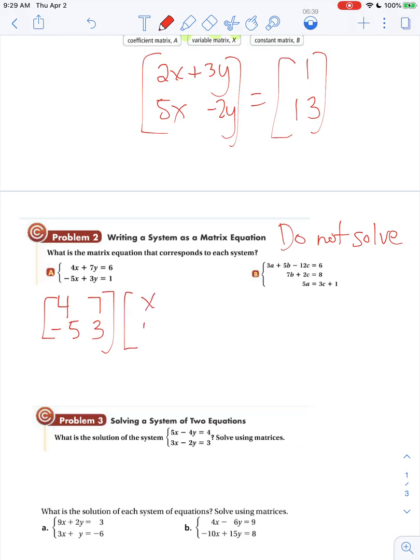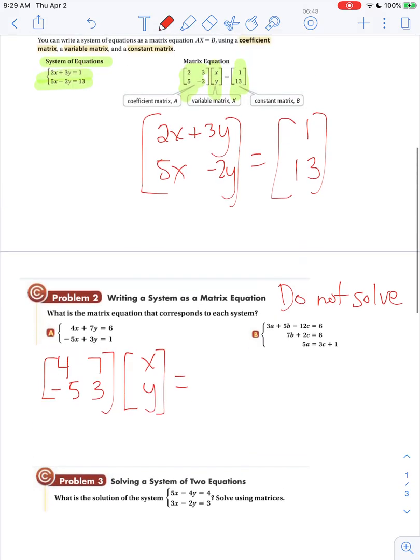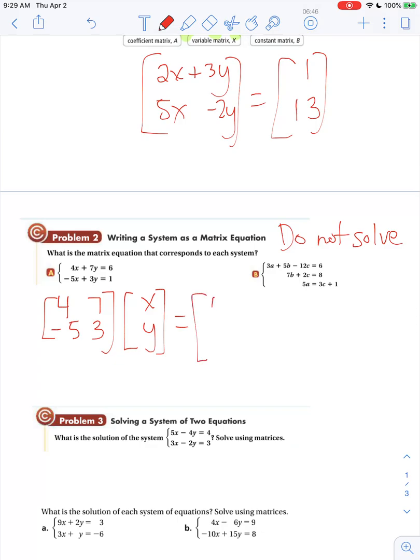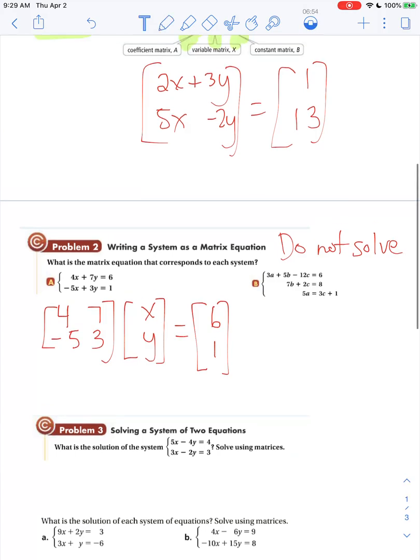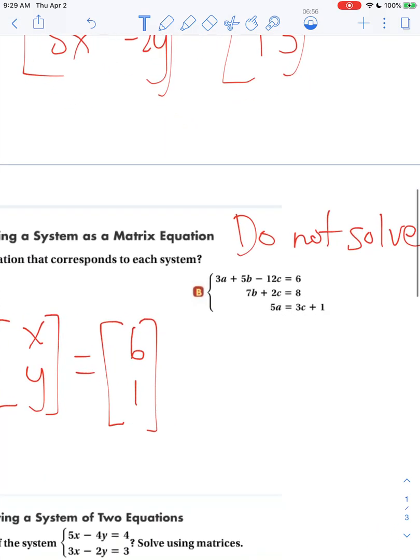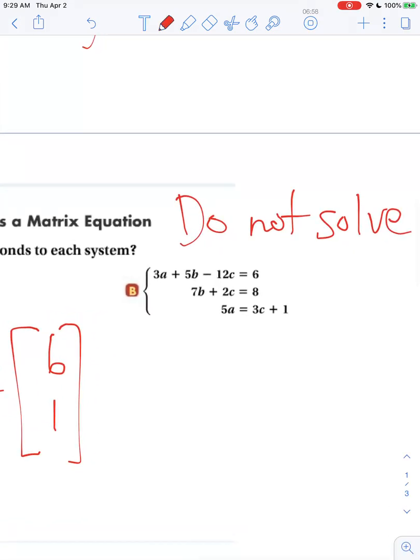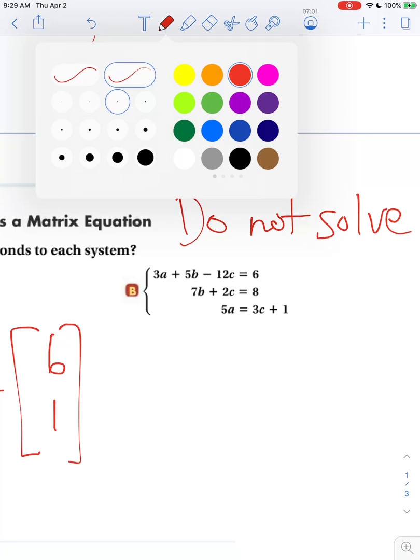The unknown matrix, or variable matrix, is x, y, and then the constant matrix is 6, 1. Okay, pretty simple. Now let's try it with letter B. What do you do if there's 3 letters? This is where it's going to get interesting. I'm going to blow that up and let's change colors so you can see it a little better.